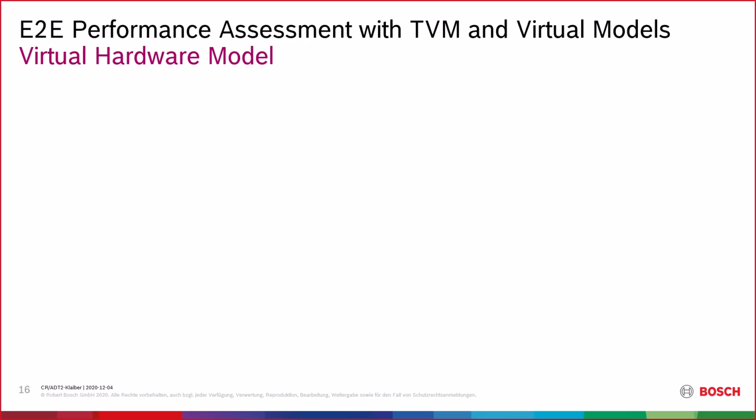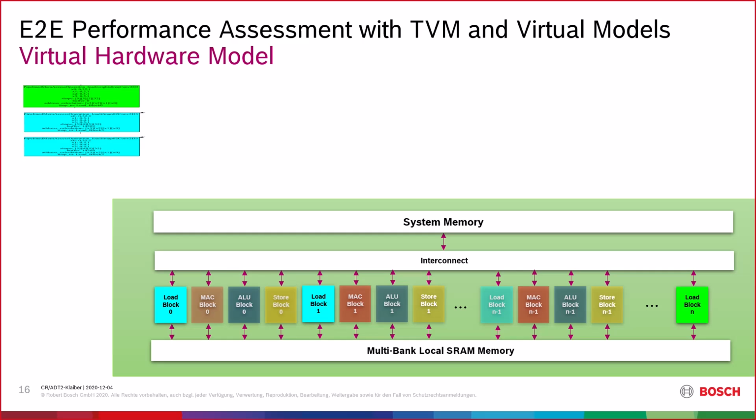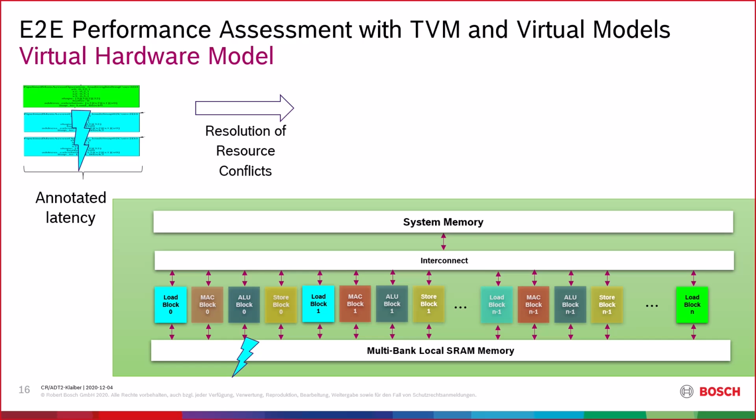Okay, now we have an optimized schedule. How do we come to realistic performance evaluation now? Well, at first it is necessary to have a virtual hardware model, and you can see a block diagram of it below. So it is necessary to model all the connections of the resources and the possible conflicts. So for example, if two load blocks simultaneously access the same SRAM bank, there's a conflict, so one has to wait. And this is exactly what you can see here in this Gantt diagram.